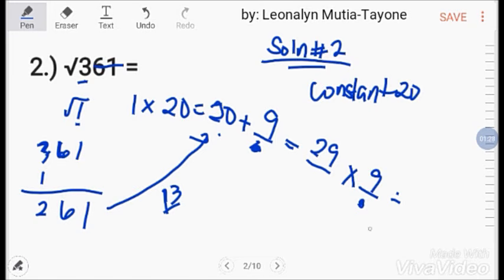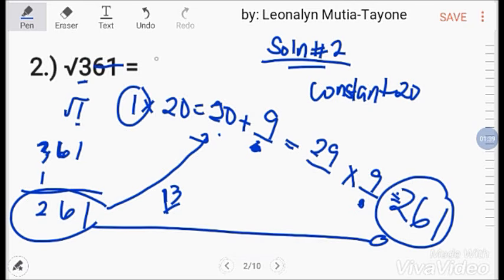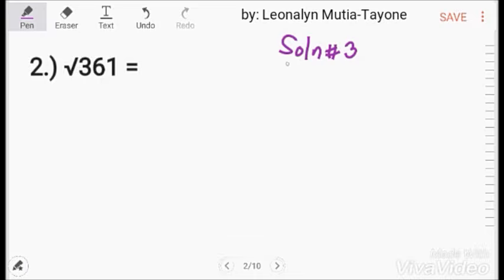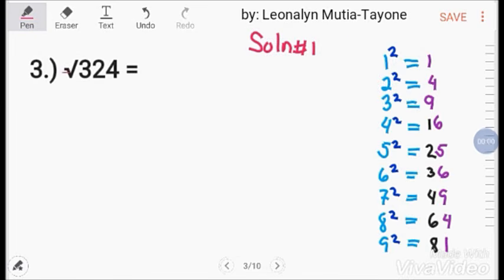29 times 9, and that is 261. So, pareho na siya. That means, ang answer natin ay 1 at 9. So, 19 ang sagot dito. Solution number 3: kung memoryado mo lahat ng mga squares ng prime factors, then in 1 second, alam mo na 19 ang sagot dito. Number 3 na tayo, square root of 324.